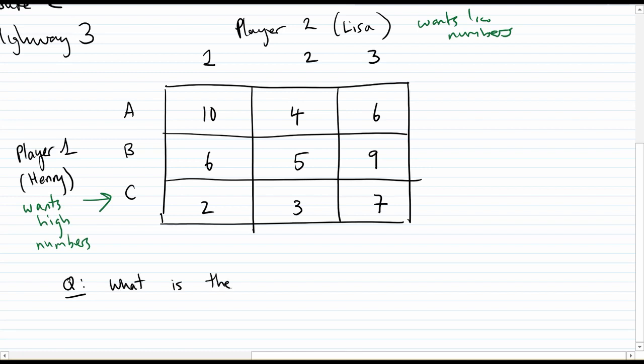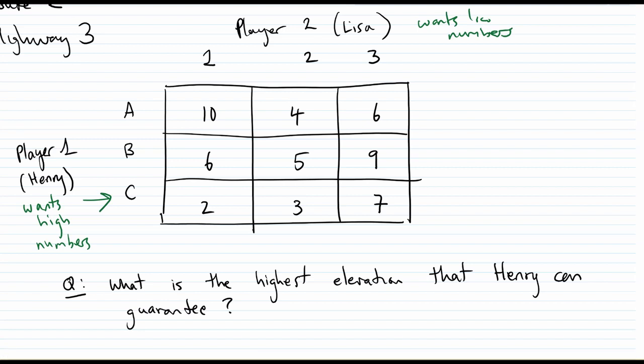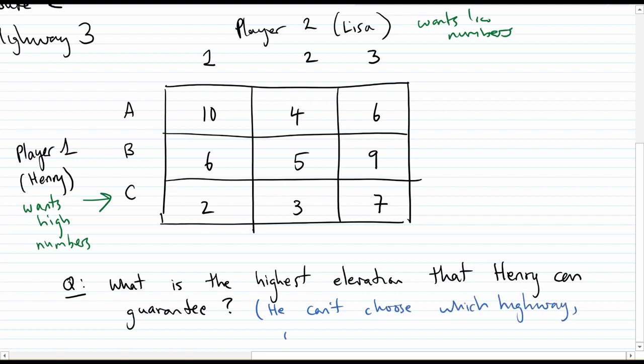What is the highest elevation that Henry can guarantee? And what do I mean by guarantee? Well, again, he can't choose which highway. He can only choose the route. So let's take a look one by one through the routes.